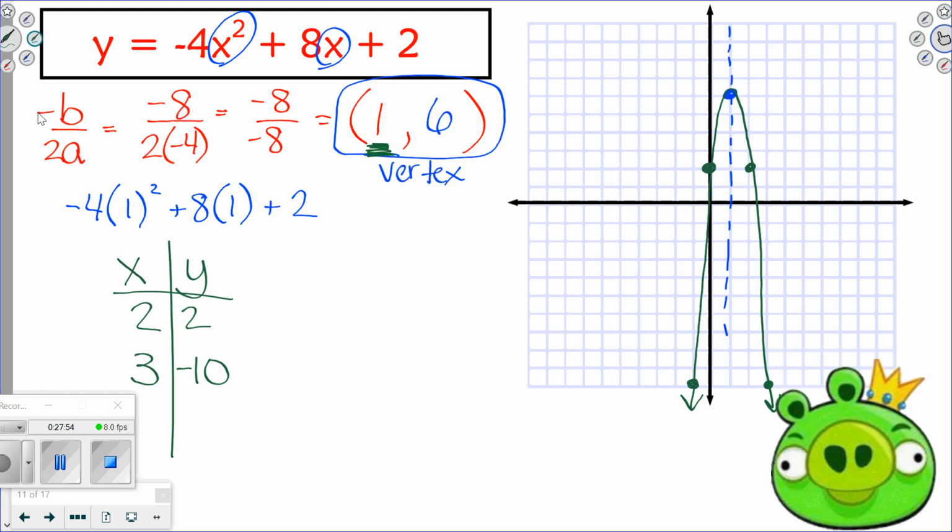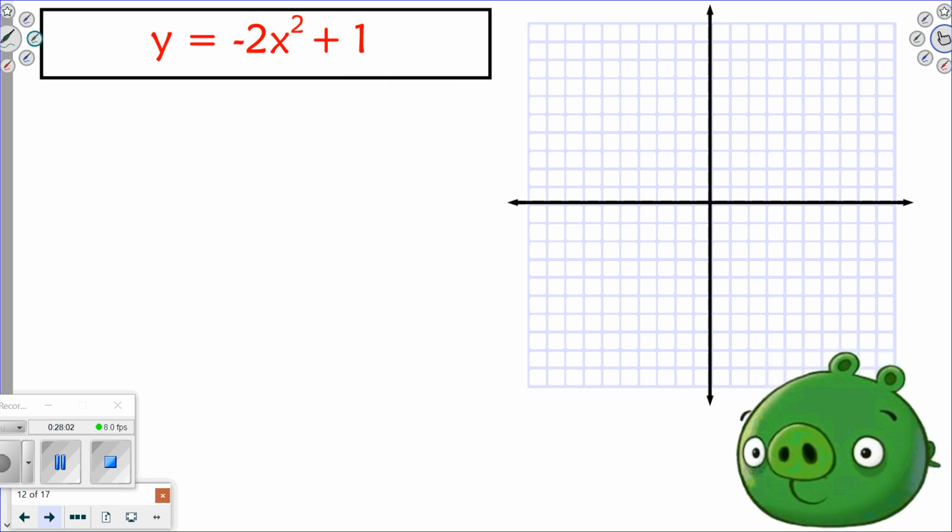Questions so far? Anyone not sure where I'm kind of pulling numbers from? All right, so you guys try the next one on your own. Y equals negative 2x squared plus 1. So start with the vertex and then go from there. All right, let's go through it real quick.